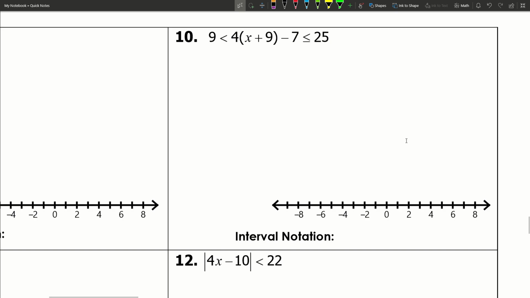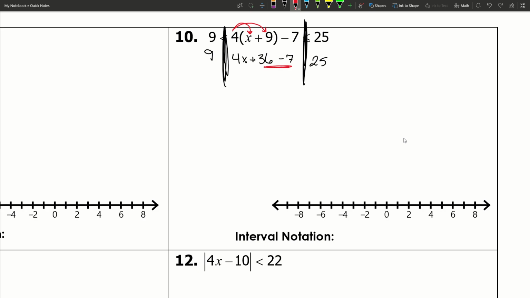Number 10. Again, remember, we want to get everything out of the middle. I'm going to do it our short method way. The first thing that most of us are probably doing is distributing this 4. Four times x is 4x. 4 times 9 is 36, and then we have minus 7.